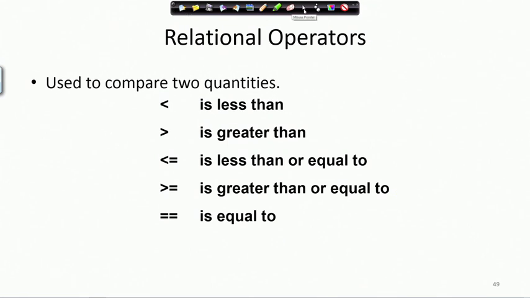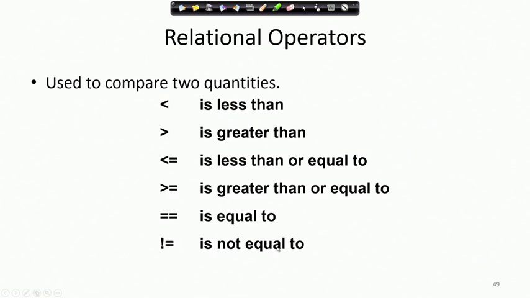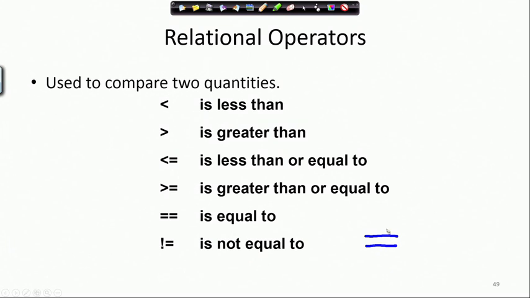There is another operator that is not equal to. Again, let us compare to what we had in school. We used to write something like this. In C, we have to write it with this exclamation mark followed by equality. This means it is not equal to. All right.